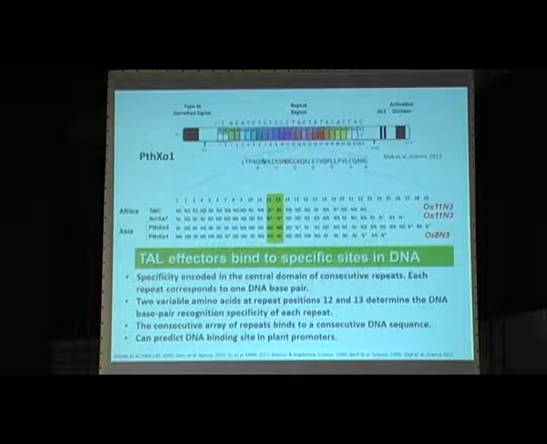Within this central repeat domain, there are two amino acids at positions 12 and 13, which actually bind to very specific sites in the promoter region of genes in the plant nucleus. These amino acids at this particular position bind specifically to particular motifs in that region and activate transcription of the genes.